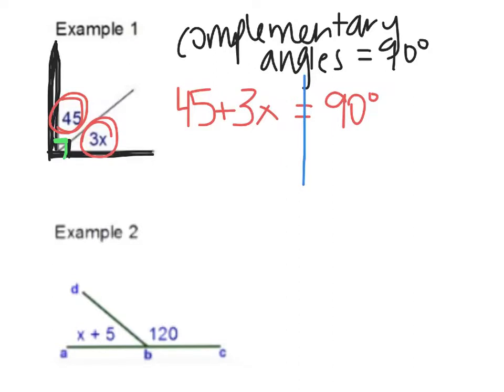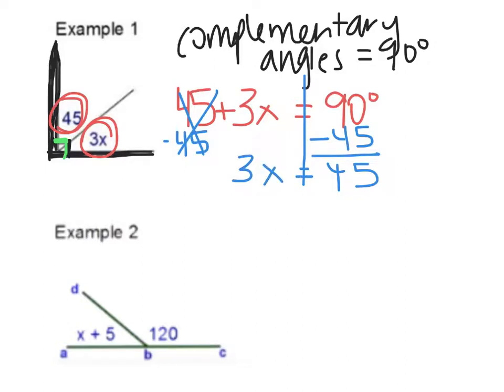Remember, we're using reverse order of operations, so we want to get rid of that 45 degrees first. We're going to subtract 45 on both sides, and we get 45 when we do 90 minus 45. We have a 3x left on the left, and now we're going to isolate the variable, or get x by itself. In order to do that, we need to divide by 3. Once we divide by 3, we figure out that x is equal to 15 degrees.